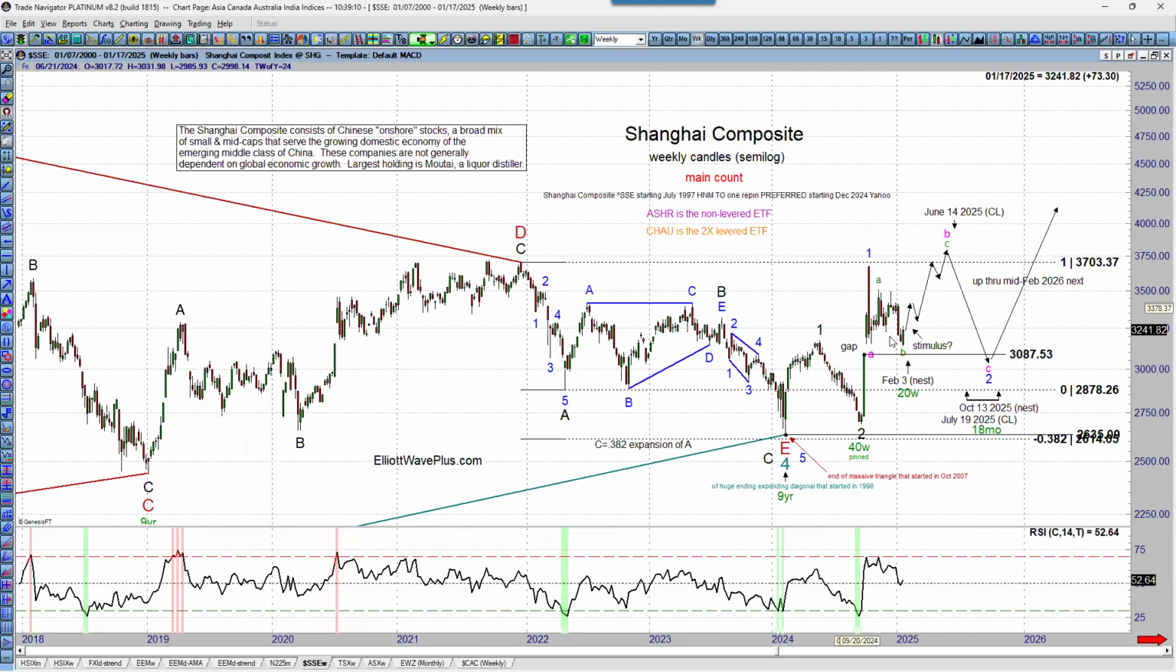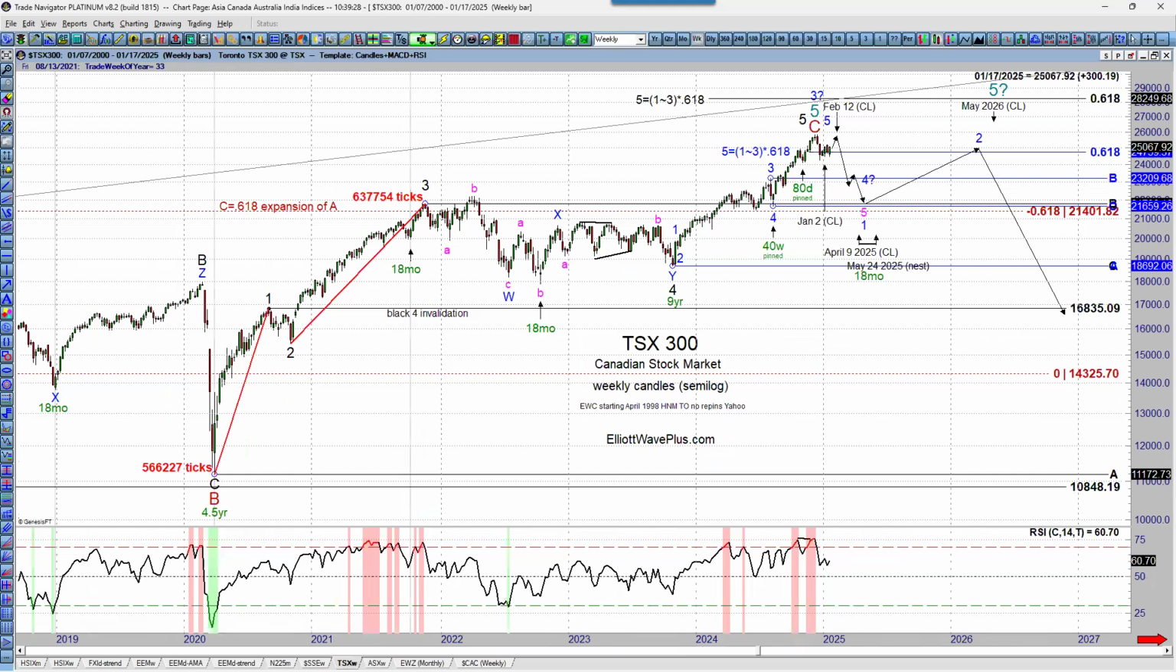Also looking for the Shanghai Composite to bounce, in this case up through mid-year. I think we're within an eyelash of getting that stimulus. Bullish on Shanghai for a multi-month bounce coming next, possibly goosed by stimulus.